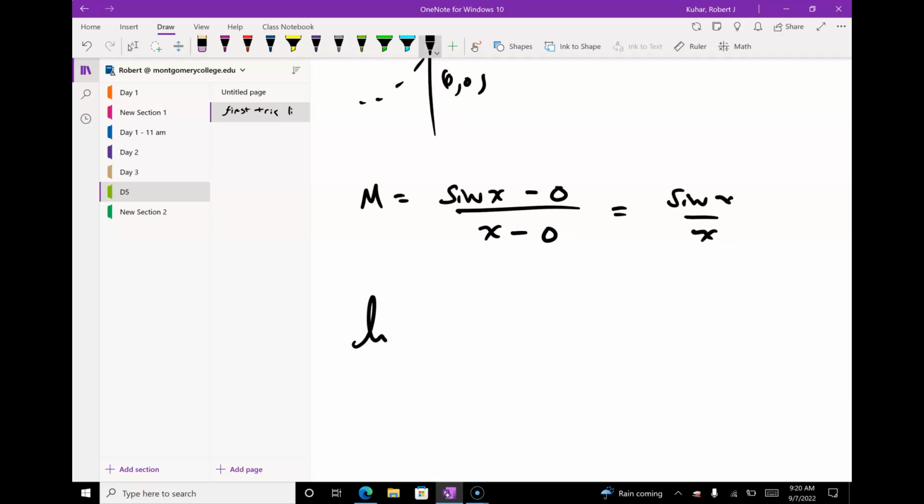And we already know the limit as x goes to 0 of sine x over x, because it's the slope, is what? 1.